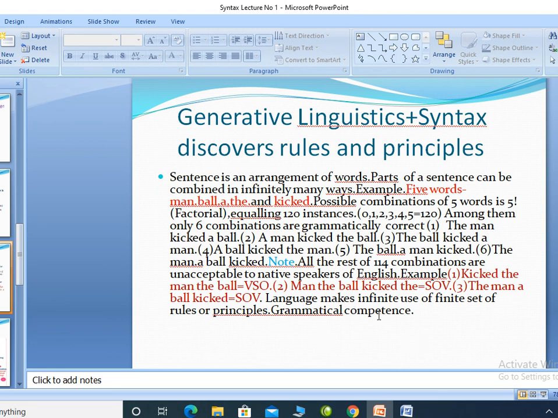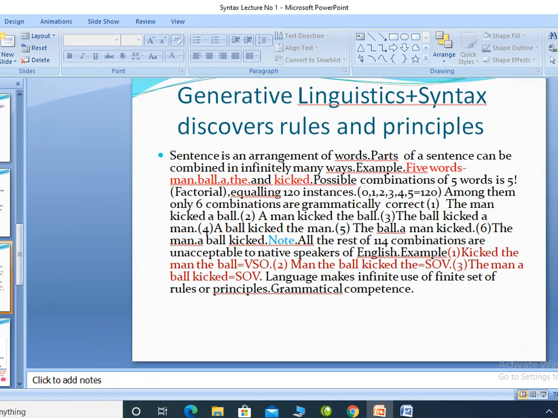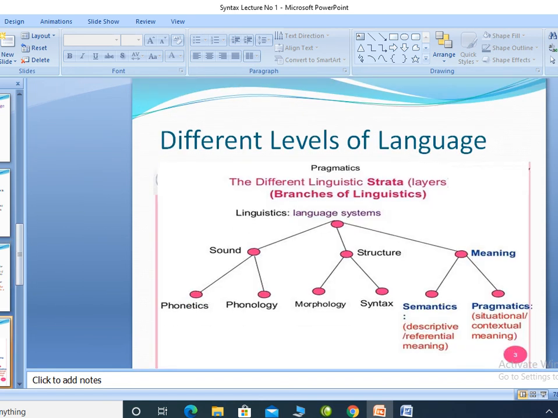Language makes infinite use of a finite set of rules. This is called generative grammar or principles. So I have put here grammatical competence. I discussed this, that native speakers have grammatical competence and linguistic competence, and they are not in need of learning the syntactic properties of their language. For example, we are speakers of Pashto, so we are not in need of the syntax of Pashto, because we can produce sentences unconsciously and effortlessly. So this is called grammatical competence.